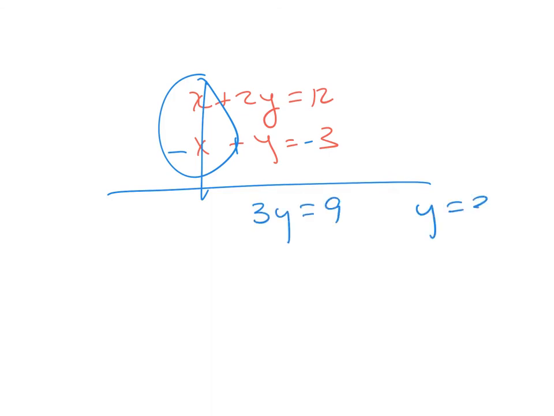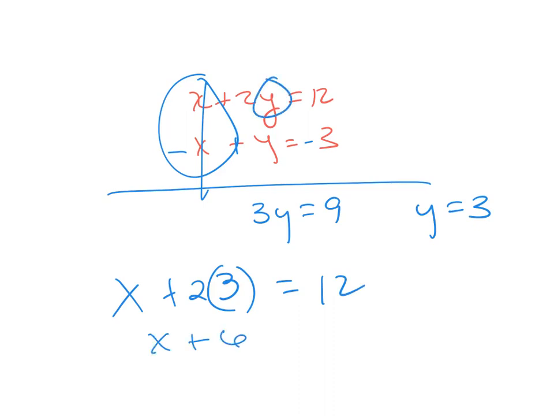So y equals 3. Then you plug that 3 back in to find x. You take it here and you plug it in for the y. You see that? So x plus 6 equals 12. X equals 6. So the answer is 6, 3. Everybody see that? Easy.